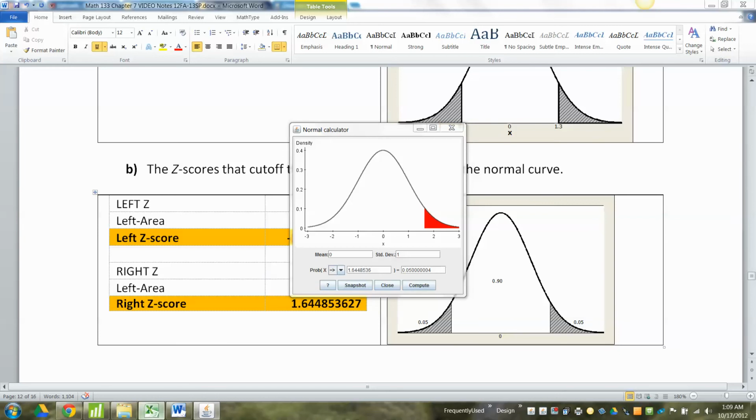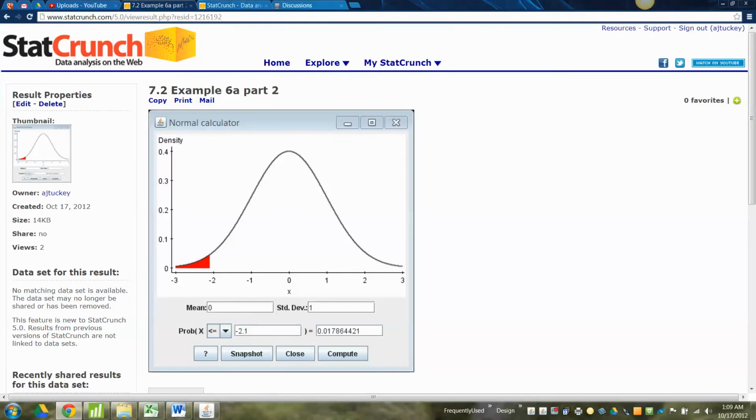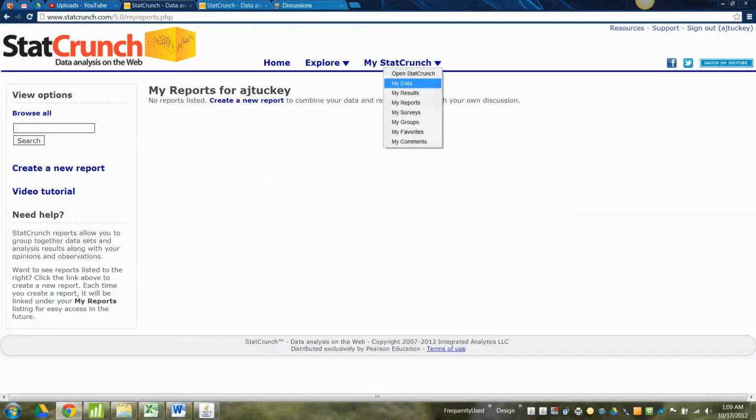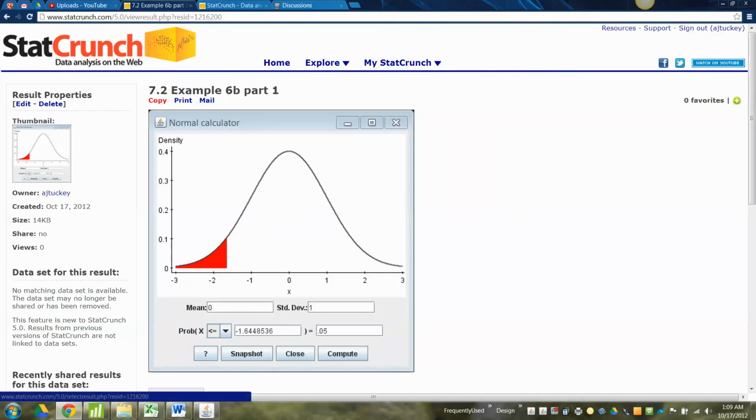All right. Now I'm going to paste those in as usual into our lovely Excel spreadsheet to prove that we know what we're doing with all of this. Good. Not your reports, your results. There we go. And there each part is.